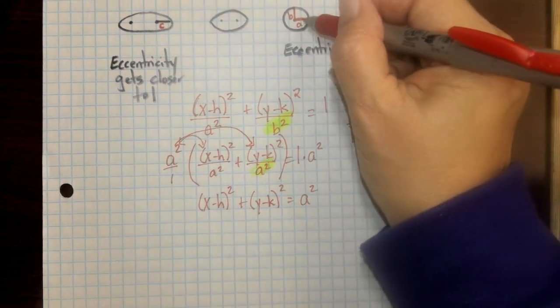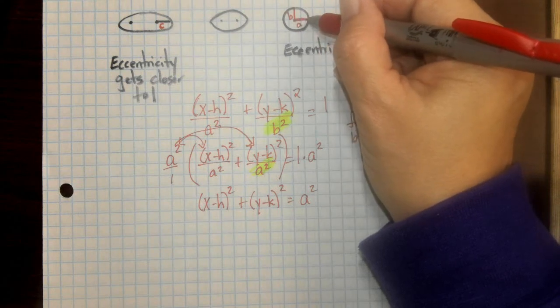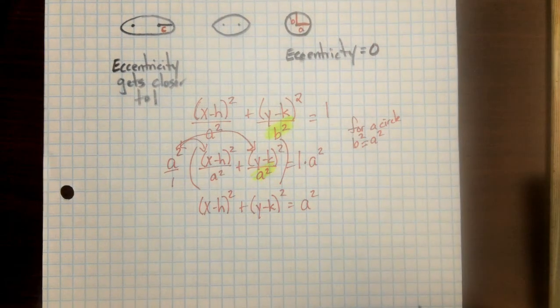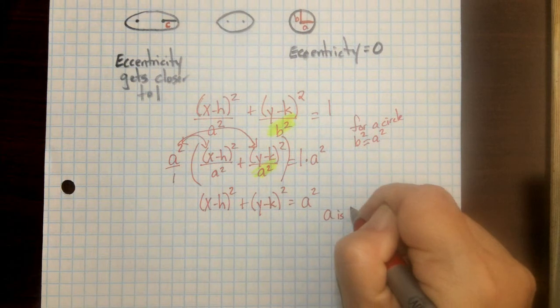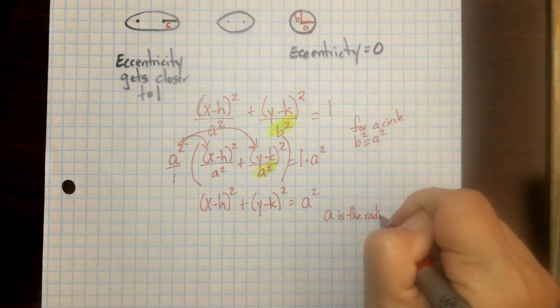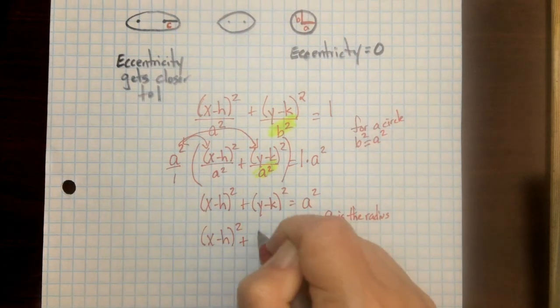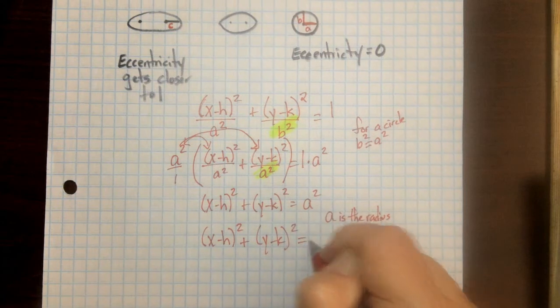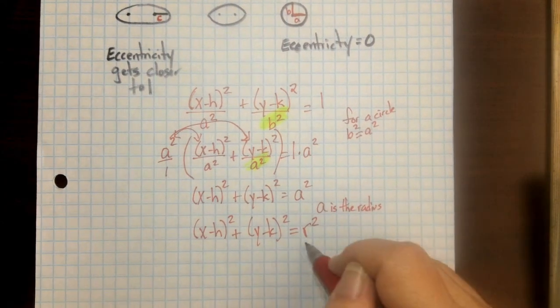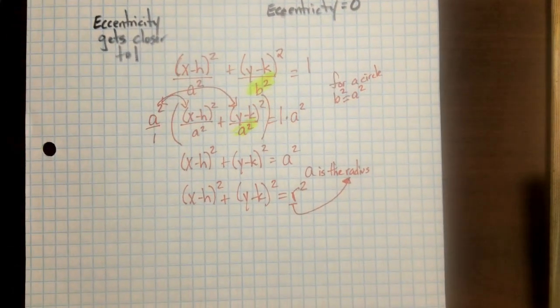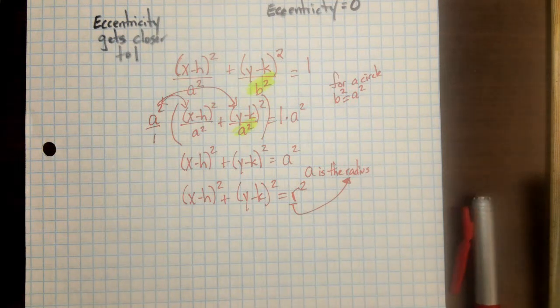But since we're talking about a circle, and look at where a is, isn't that the radius of a circle? A is the radius, after all, in this case. So we just write x minus h squared plus y minus k squared equals r squared. R for radius. So that's going to be the equation for a circle.